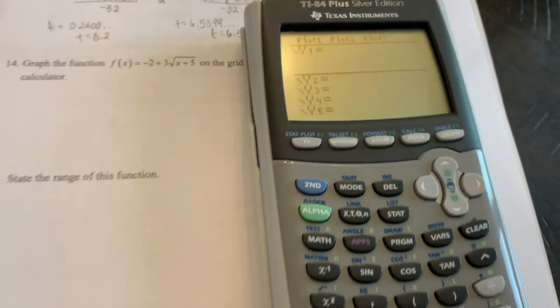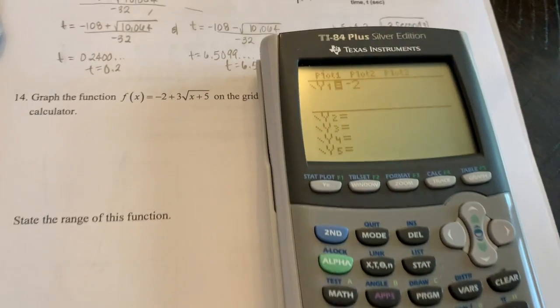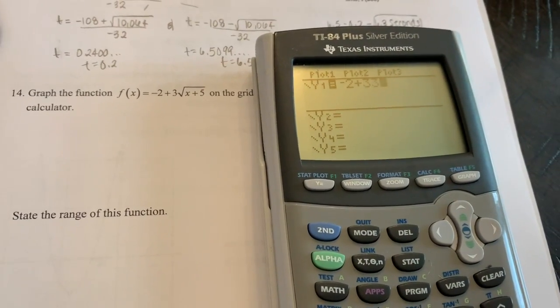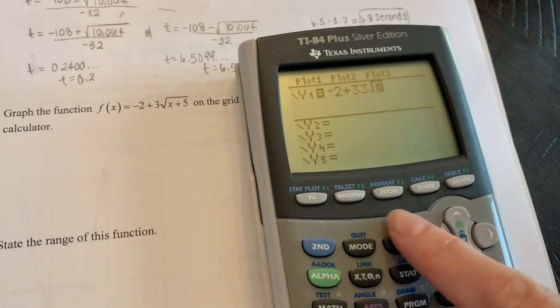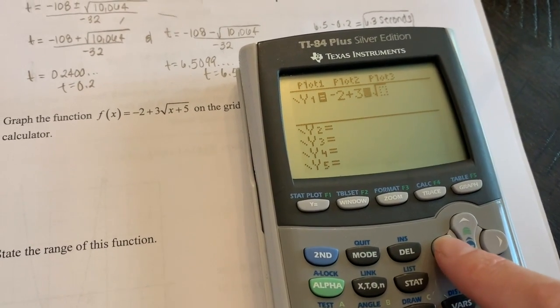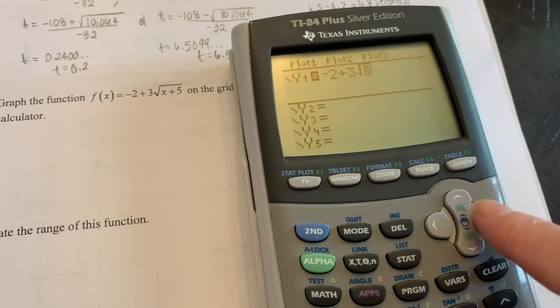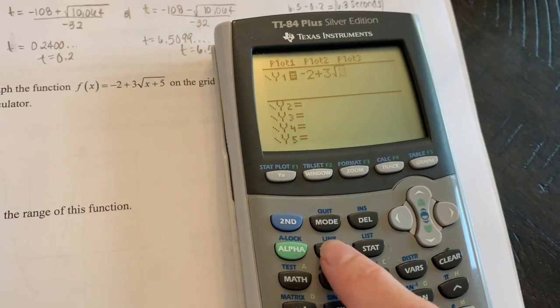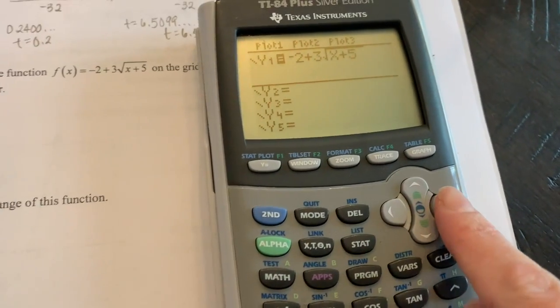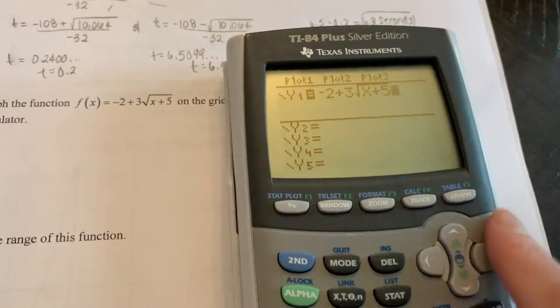Just be super careful. So negative 2 plus 3, and now you get your radical sign. Oh dear, I put 33. If you ever need to erase something, you can just push delete instead of clear. And then x plus 5 goes inside here, so x plus 5. Make sure you get out of your square root.